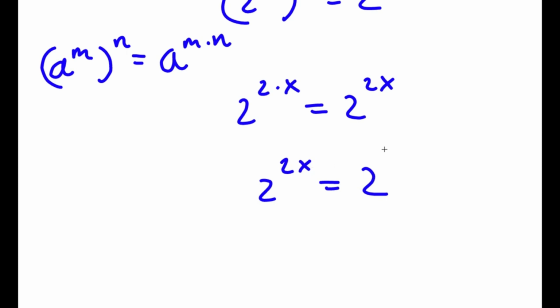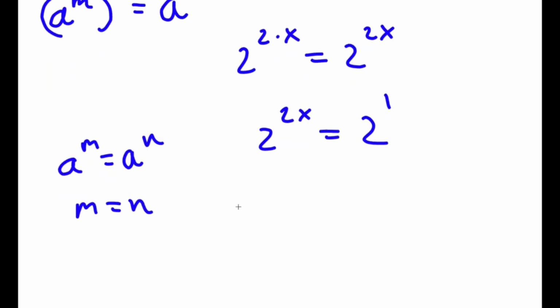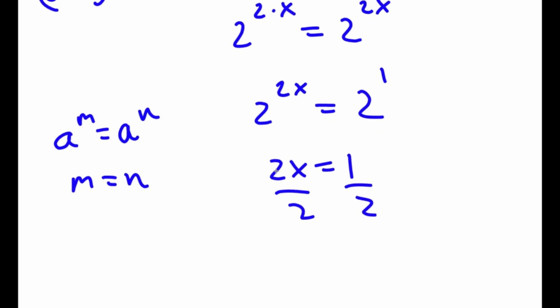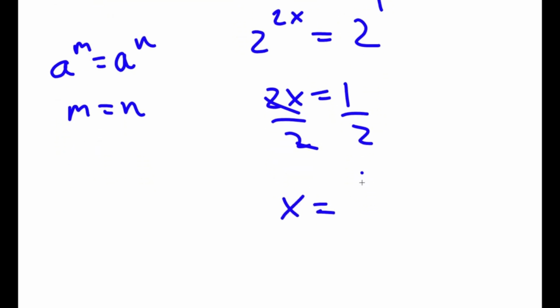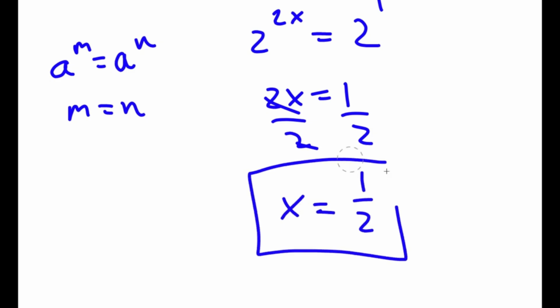Now 2 here is the same thing as 2 to the power of 1. If I have something in the form a to the power of m is equal to a to the power of n, this means that m is equal to n. So in this case, 2x is equal to 1. Now if I divide both sides by 2, I get x is equal to 1/2. So this is my answer.